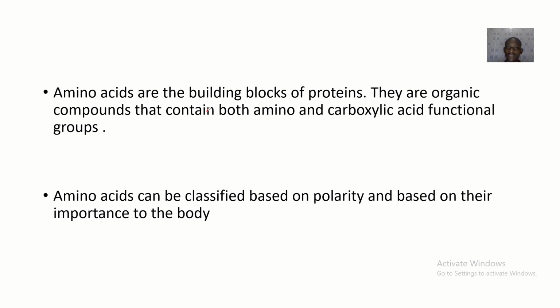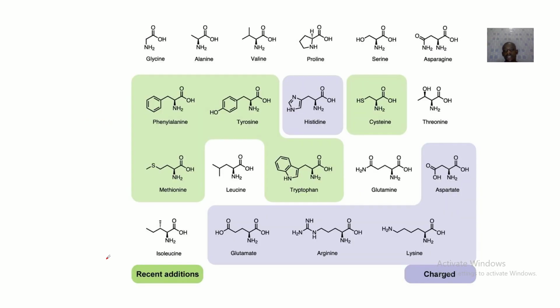So, basically, guys, amino acid are the building blocks of protein. They are organic compounds that contain both amino and carboxylic acid functional groups. Okay, so amino acid can be classified based on polarity and based on their importance to the body. So we have two subdivisions. Now, under the subdivisions, we have a whole lot of other divisions. Okay, so basically, this is an overview of the amino acid.